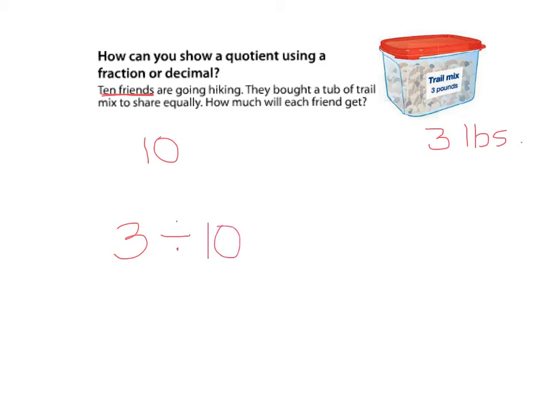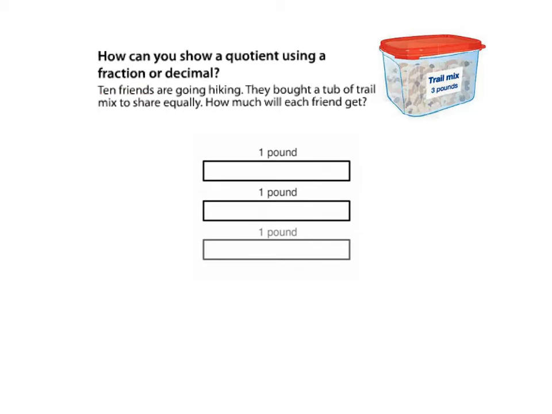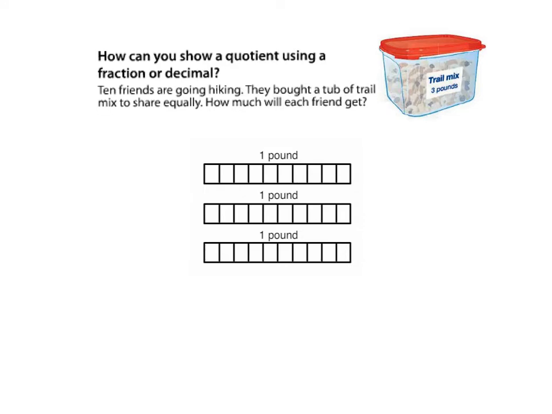Let's see how we can figure that out. I'm going to draw some pictures. So here I have 3-pound bars. Now, if I only had 3 friends, I'd be able to give each of them 1 pound, and that would be super easy. But I don't. I have 10 friends and only 3 pounds. So I figure that I can divide each of those pounds up into 10 sections. Voila! Here they are. Each pound is now divided into 10 sections, and each one of my friends will get 1 section from each pound.